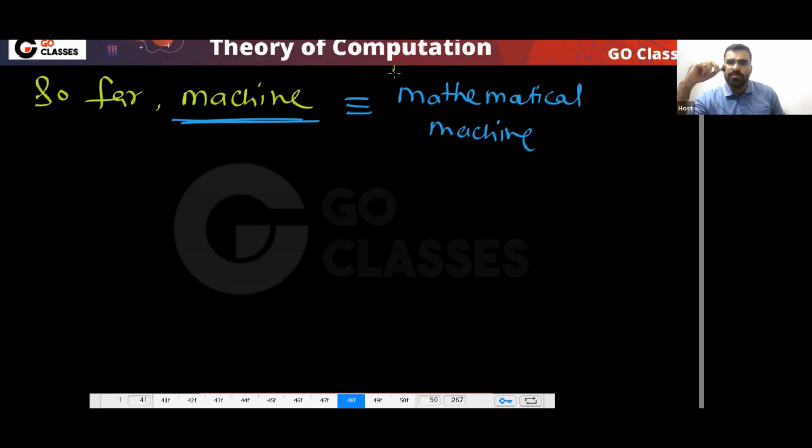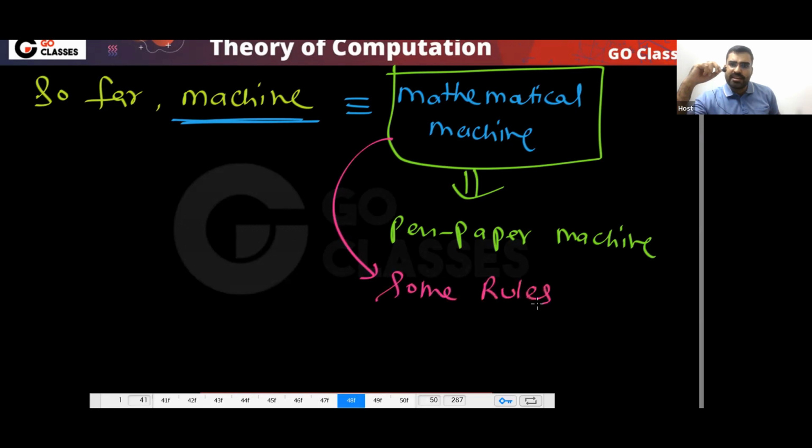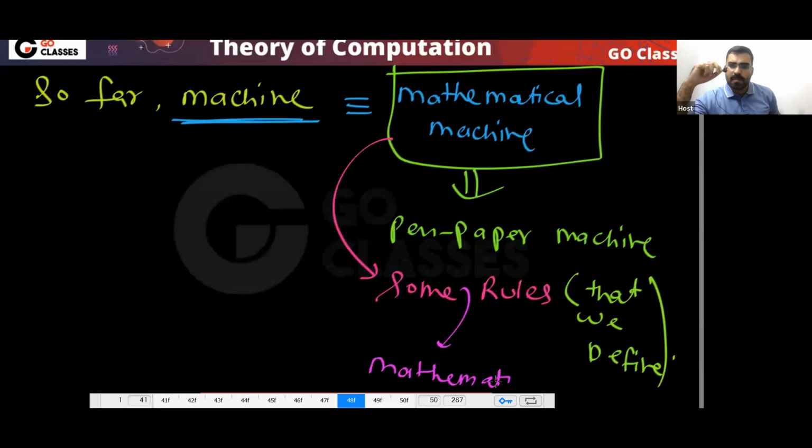What is the meaning of a mathematical machine? Can anyone tell me what you think? Yes, a pen paper machine. Very good. That simply means there will be some rules that we agree or that we define. That's it. Some mathematical rules will be there that we agree or define.